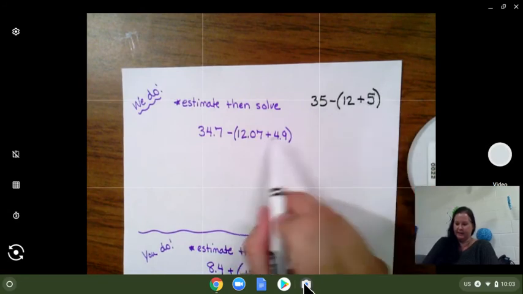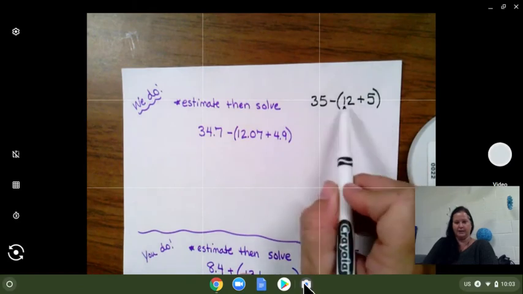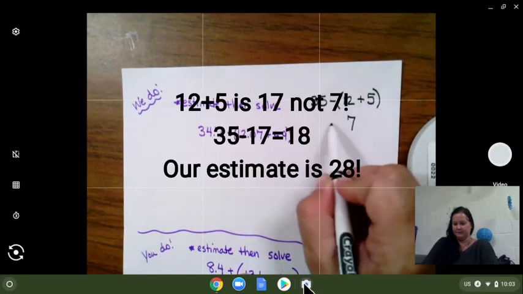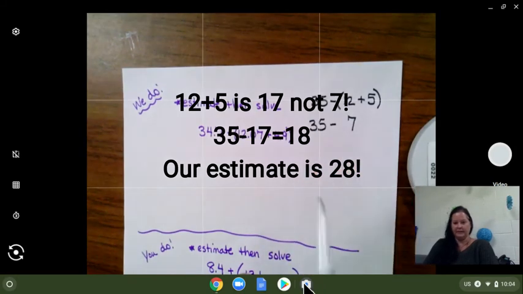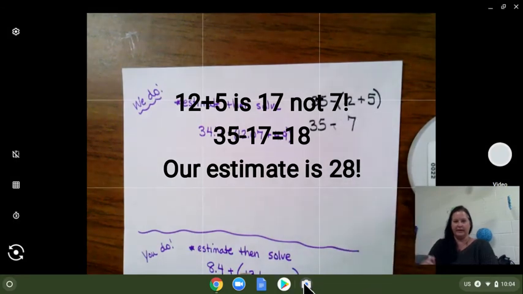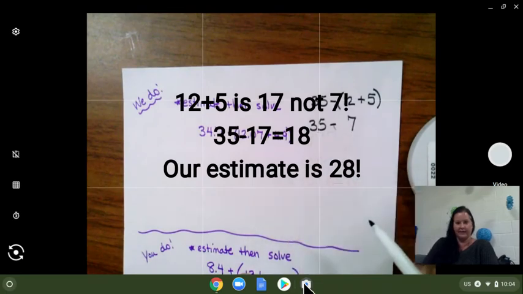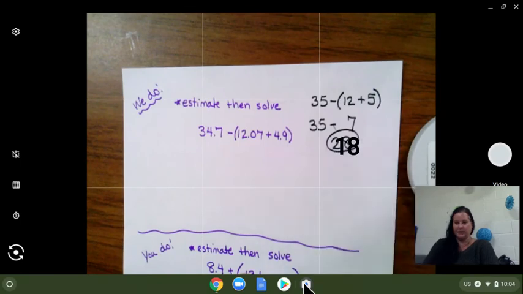Notice that I copied my sign down correctly. I have the same sign, so I have to do the parentheses first, 12 plus 5. Then I write everything down in front of it. See how I just left this part out and I put the answer underneath? That's how we line our work up nice and neat. And then I have 35 minus 7, which will give me 28. So my estimate is going to be 28.